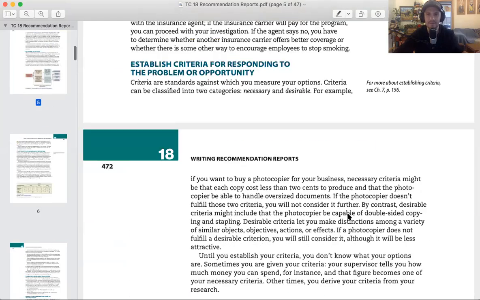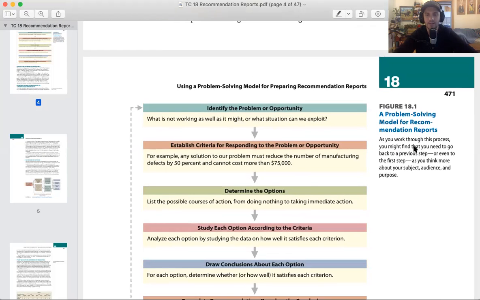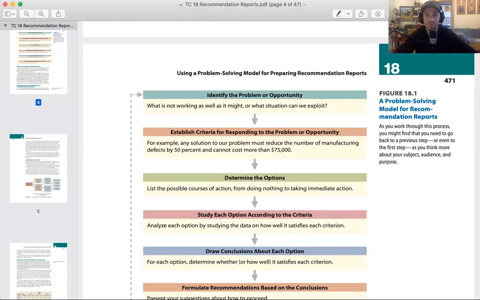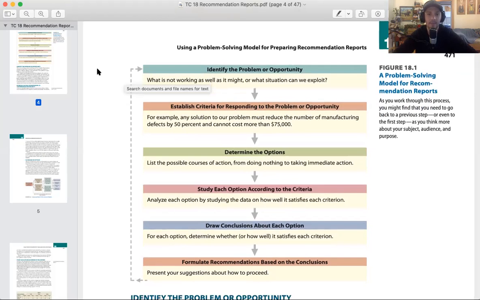However, we have this concept called the problem-solving model right here. This is the problem-solving model, and it does a couple of things. But essentially, as you can see in this nice graphic here, we're starting with a problem, and then we're ending with providing a recommendation, just like our PSA, starting with a problem, ending with some kind of advocacy, or in this case, a recommendation. Okay.